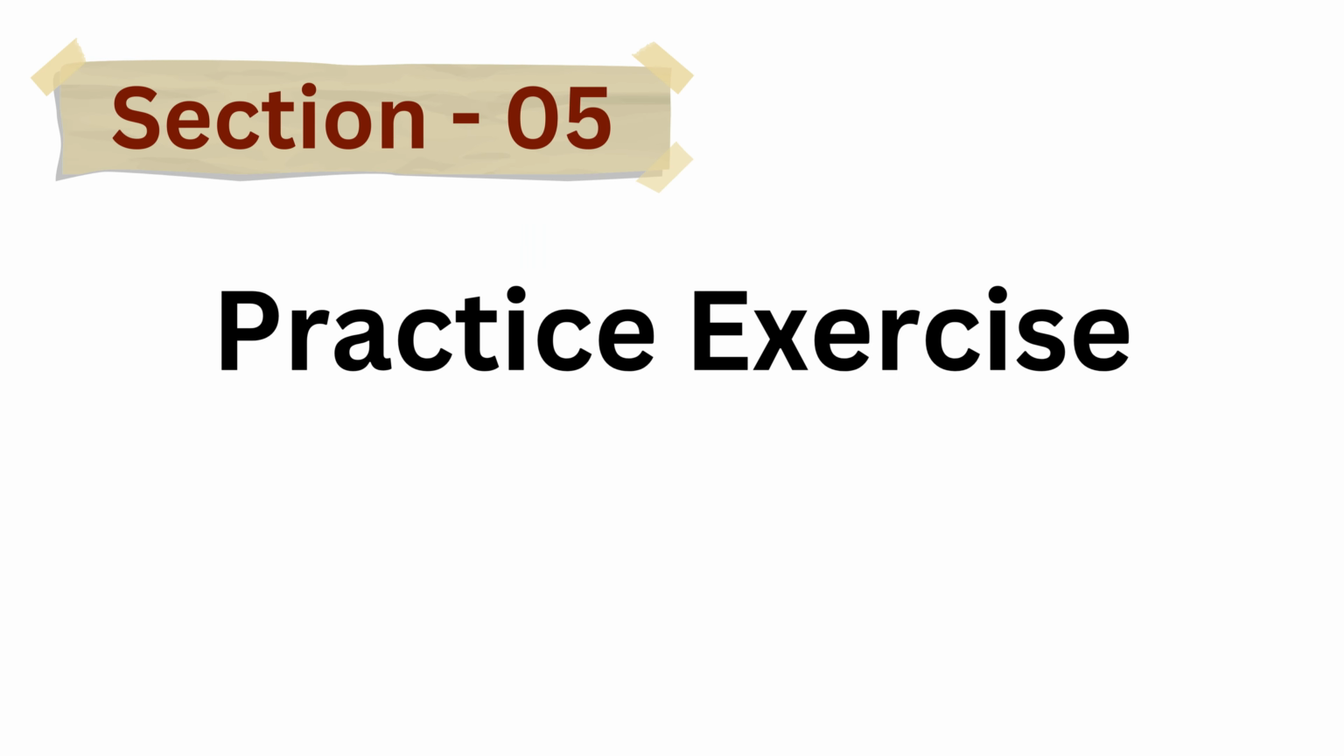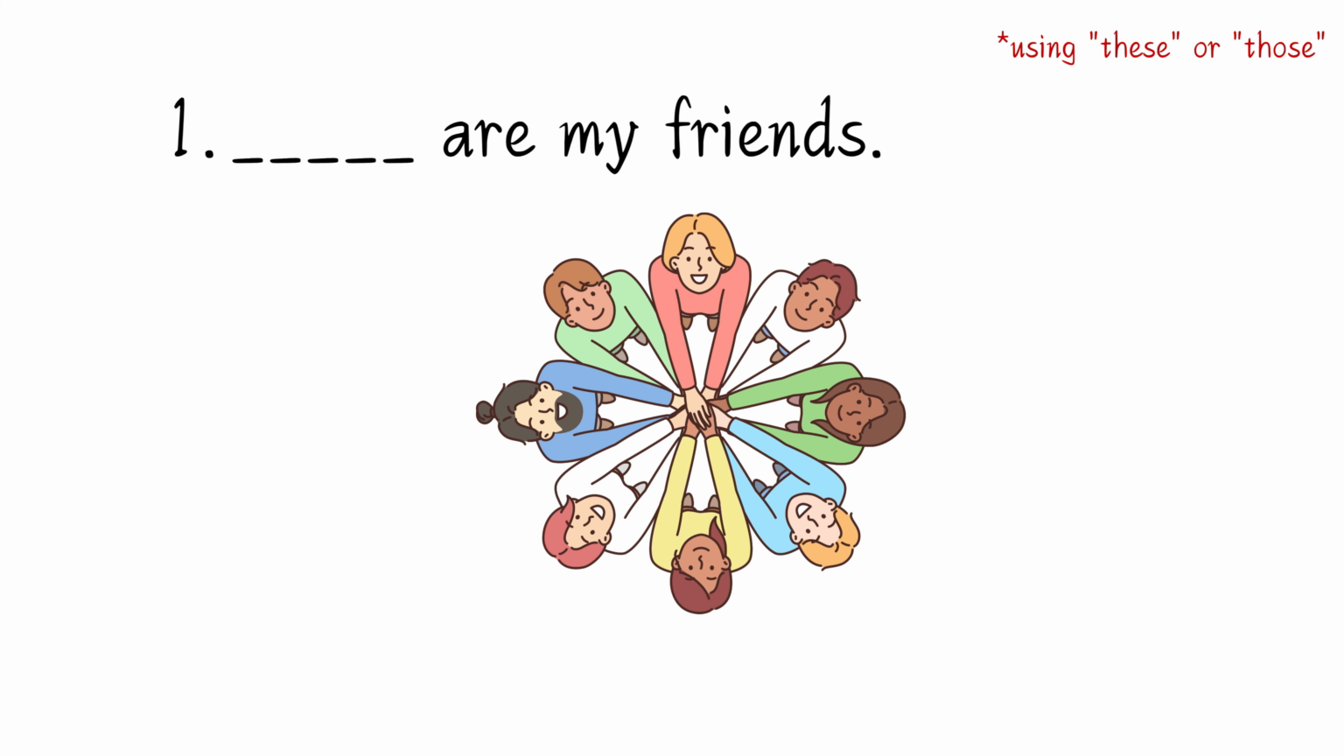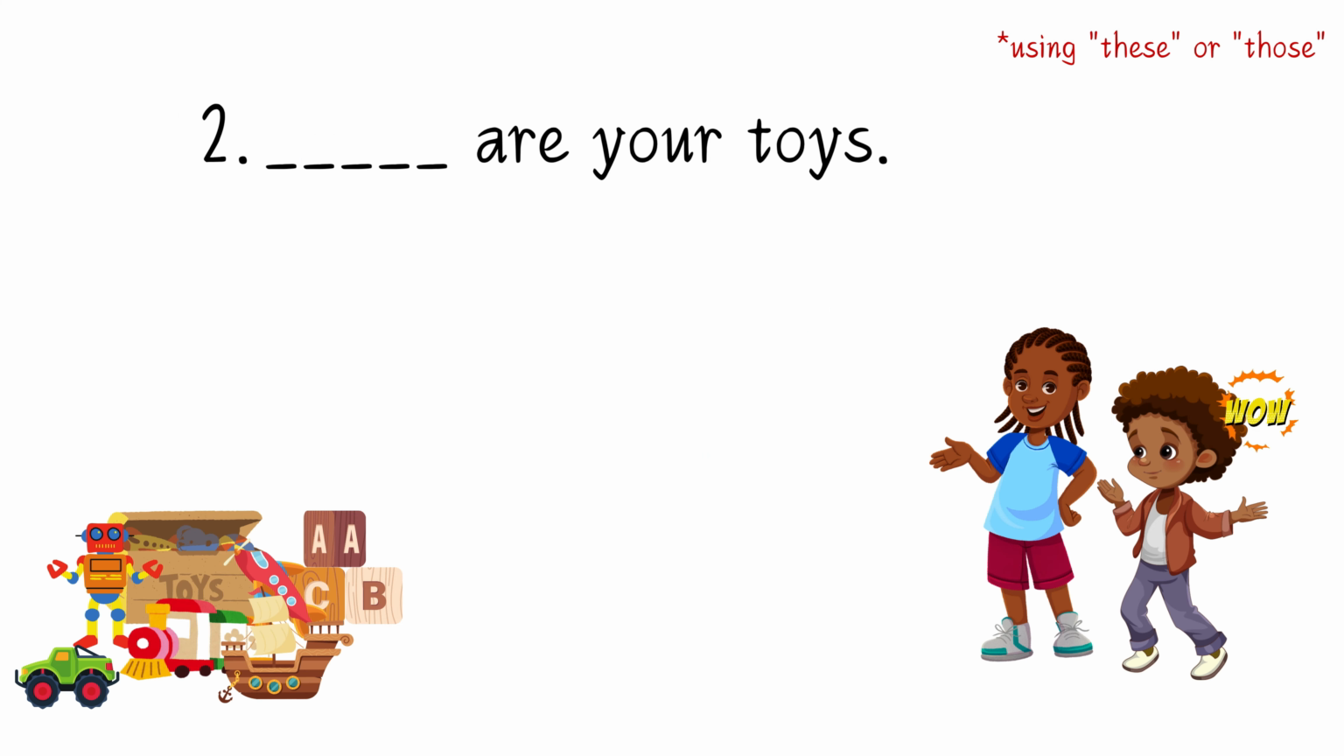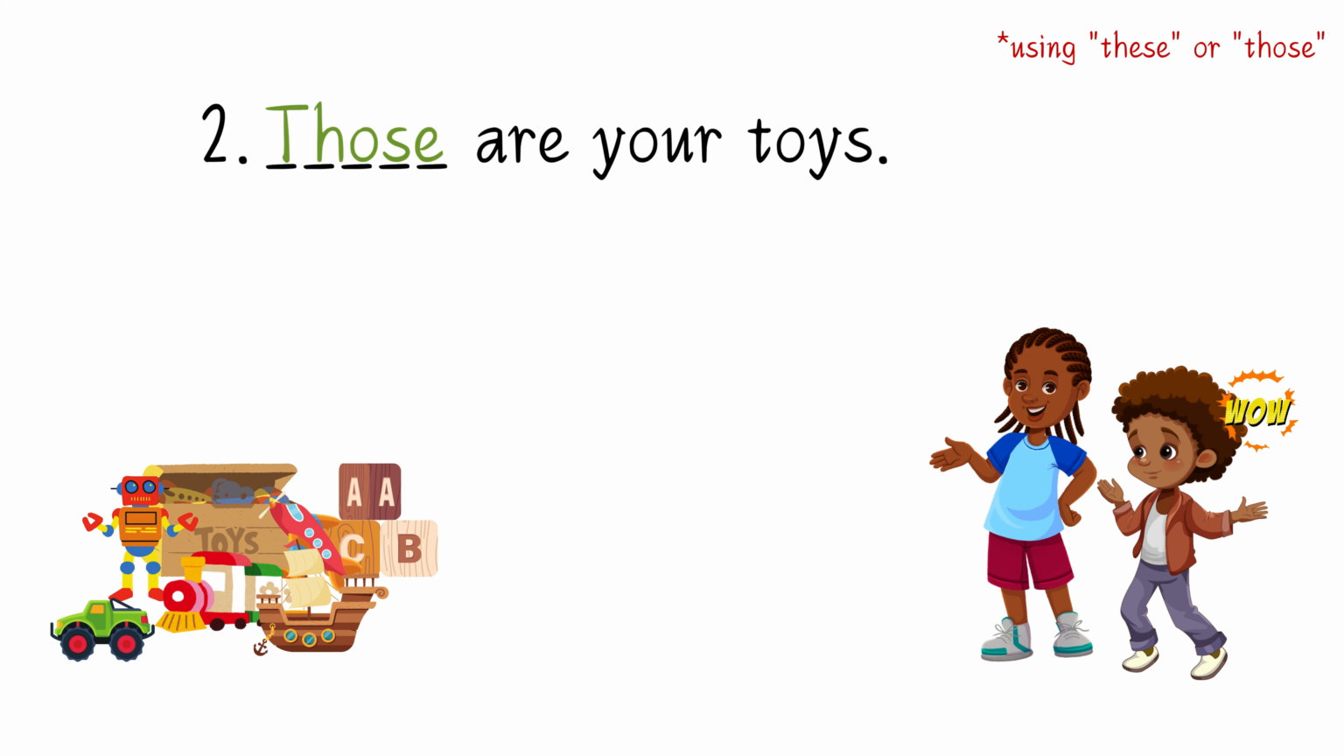Section 5. Practice exercises. Exercise 1. Fill in the blanks. Complete the sentences using these or those. First one: are my friends. These are my friends. Second one: are your toys. Those are your toys.